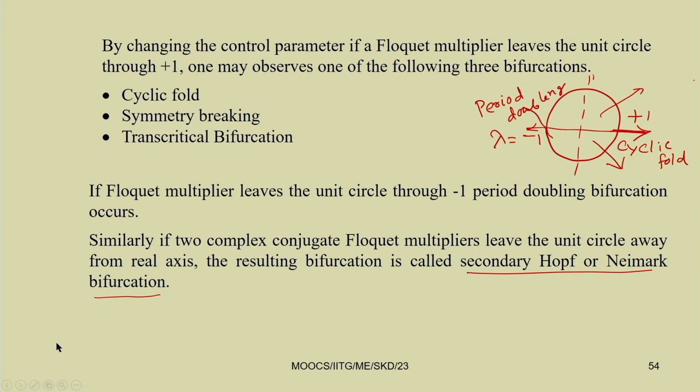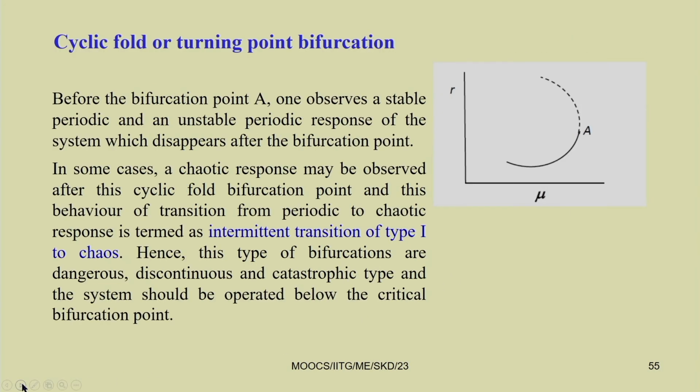In case of periodic response, similar to the fixed point response, we have different types of bifurcation. So, you have seen, when it is leaving through +1, then it is known as cyclic fold, symmetry breaking or transcritical bifurcation. When you see the shapes, clearly you can understand these different types of bifurcations. So, let us see the cyclic fold bifurcation.